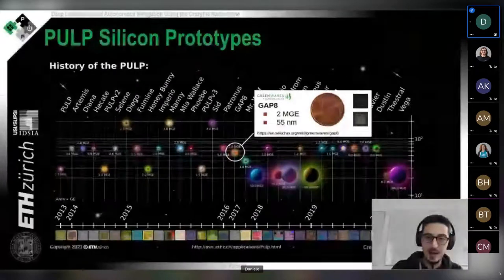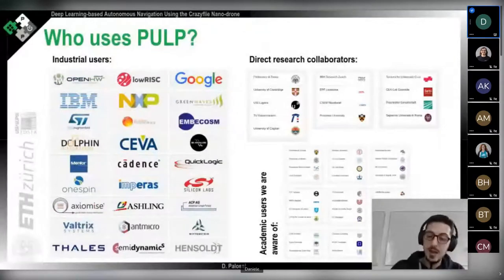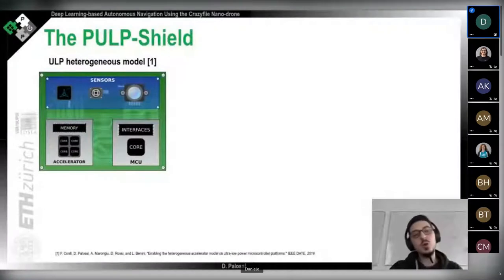The consortium or the partners that use PULP are quite a few. Big players, GreenWaves, first of all, of course. As you can see in this slide, many big companies, but also many collaborations with universities and research institutions.